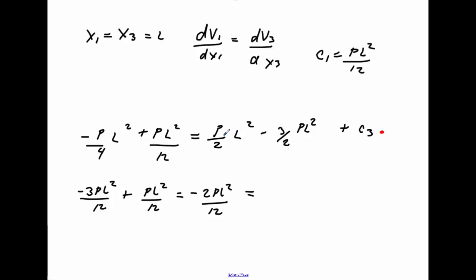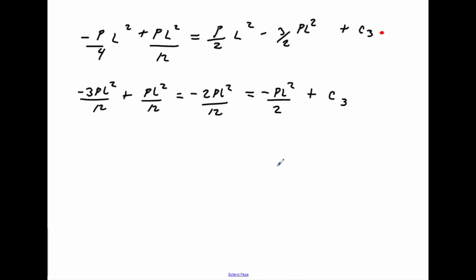I got P over 2 minus 3P over 2. That's going to give me minus 2P over 2, or minus PL squared over 2. That's what I mean, PL squared over 2, and then plus C3 over here. Alright, so far so good.